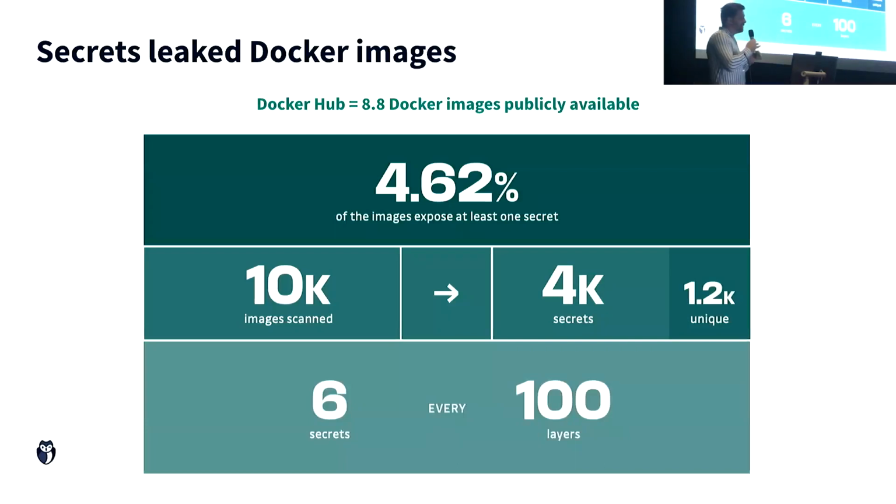So there's 8.8 million Docker images on Docker Hub publicly available. We decided to scan lots of those, and we found that about 5% of these Docker images contained a plain text credential, a hard-coded secret. So that's a huge amount.